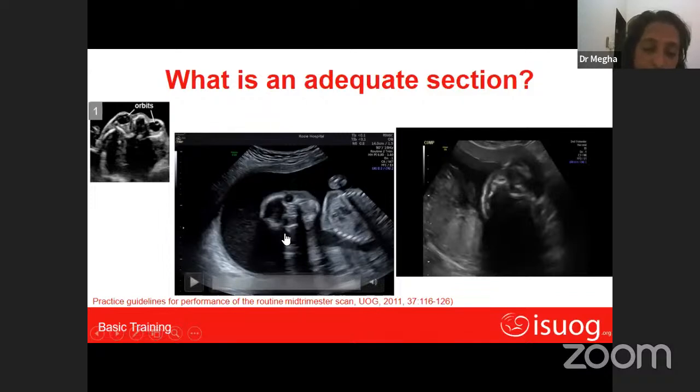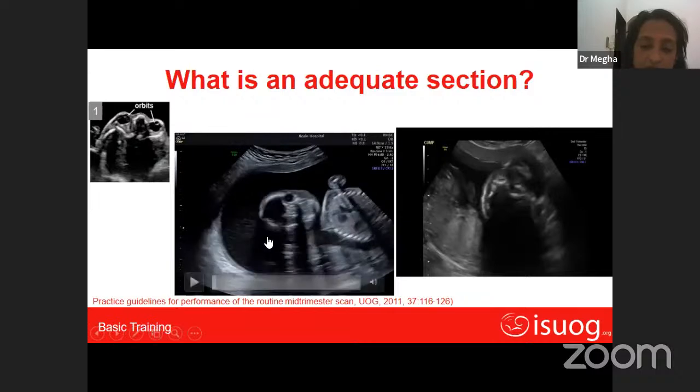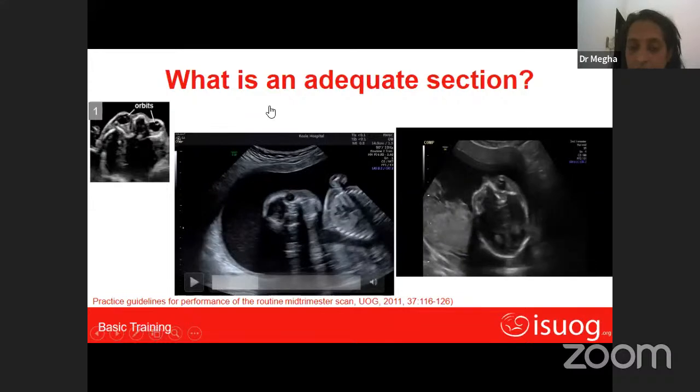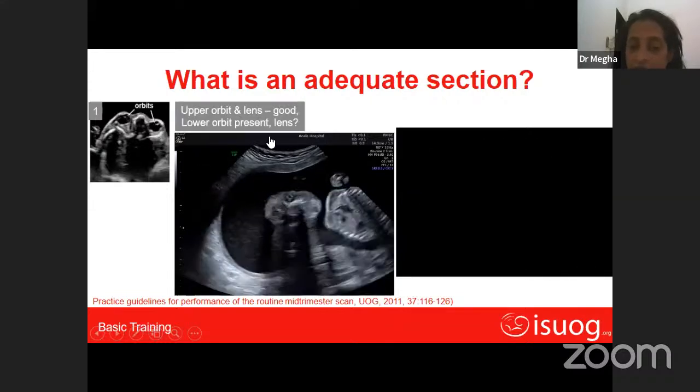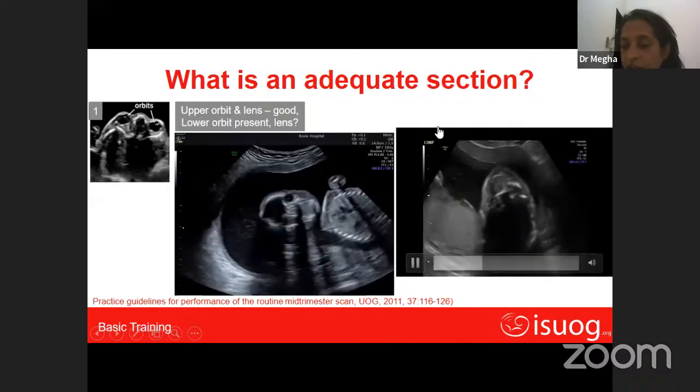That's a coronal view of the fetal face. You can see the orbit and the lens on the upper side. But you're not able to see the orbit on the lower side because of the shadowing of the nasal bone. Again, you're seeing the head, the forehead area, and that's not what we want. So you're going to turn this end of your transducer away from the head so that you only get the orbits, and you get an occipital posterior view like this. So this is not good enough because you cannot assess the lower orbit and the lens, whereas this is what you need to aim for.